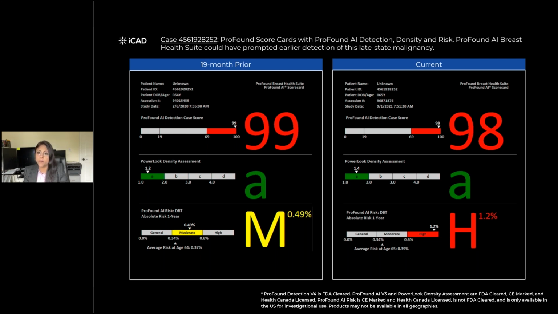On her current mammogram, we see that same lesion exists. That same lesion has the same high K-score, and it also has the risk of developing breast cancer over the next 1 to 2 years as being high.